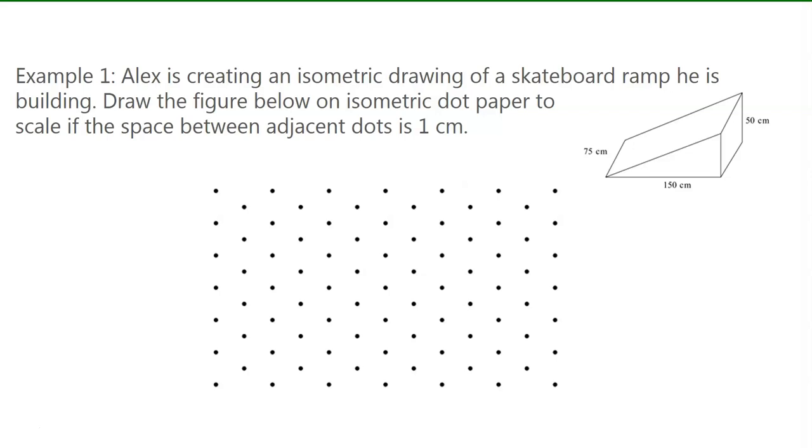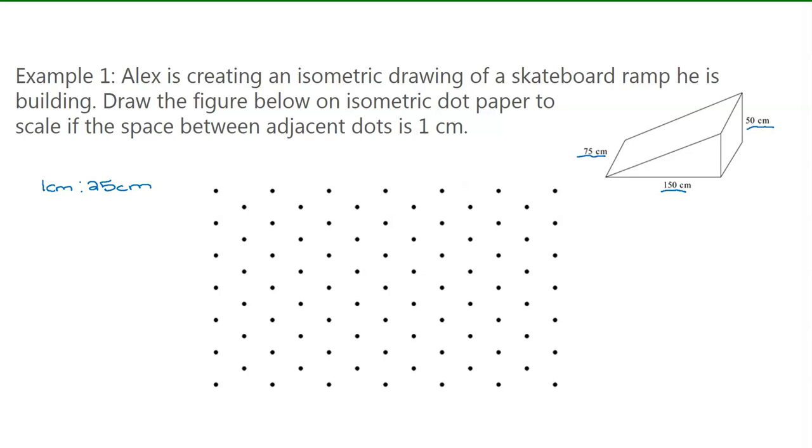Now let's start by determining a scale. If I look at the numbers in the diagram, I see that they're all divisible by 25. So if I have a scale of 1 centimeter on the diagram representing 25 centimeters on the ramp, then that would work out nicely. So let's start by drawing the side length 150 centimeters.